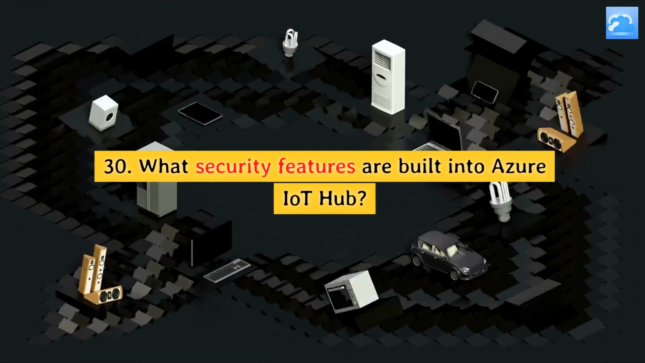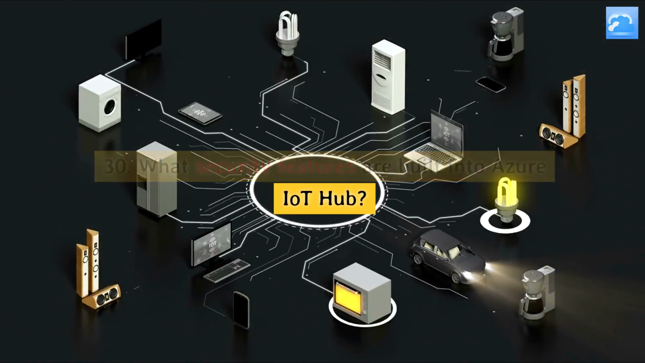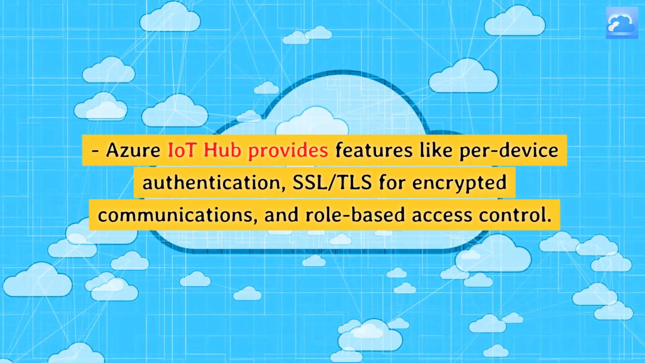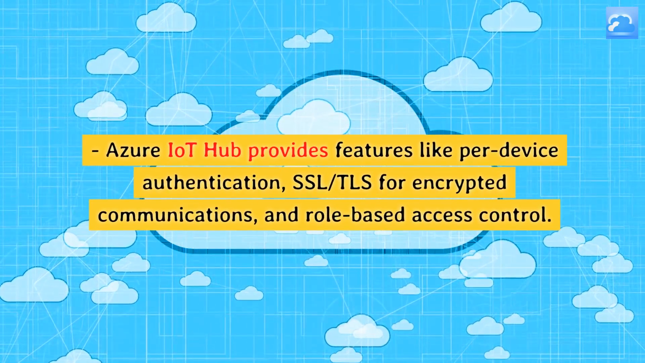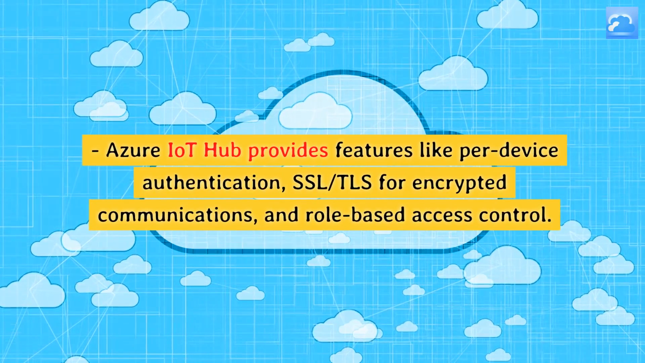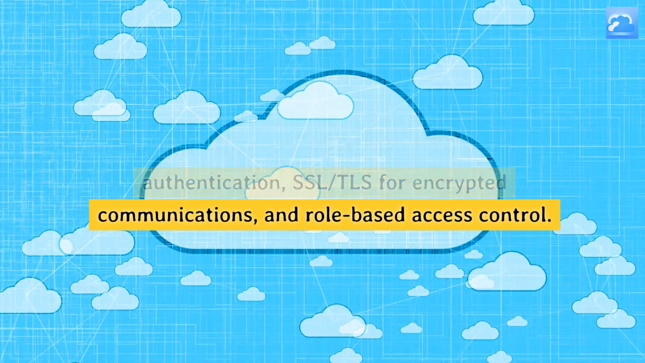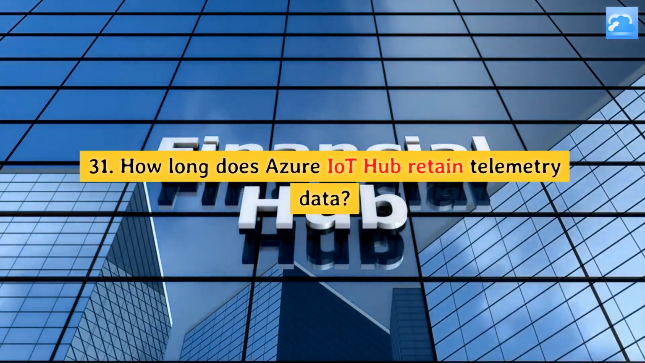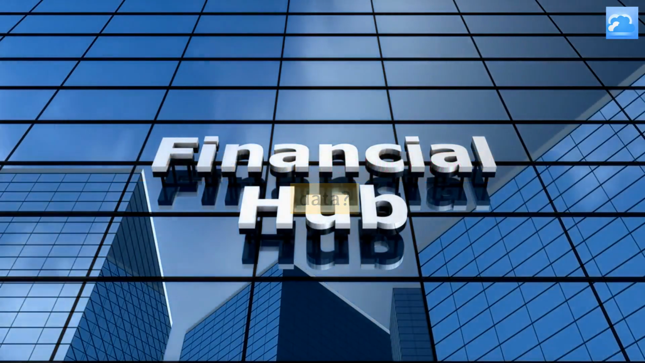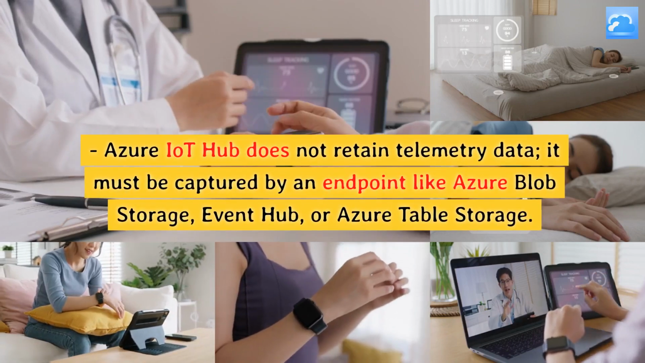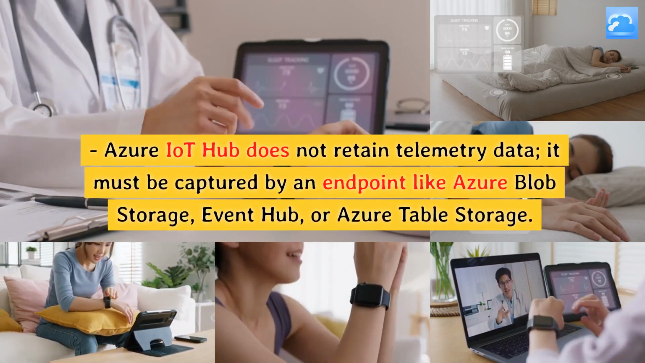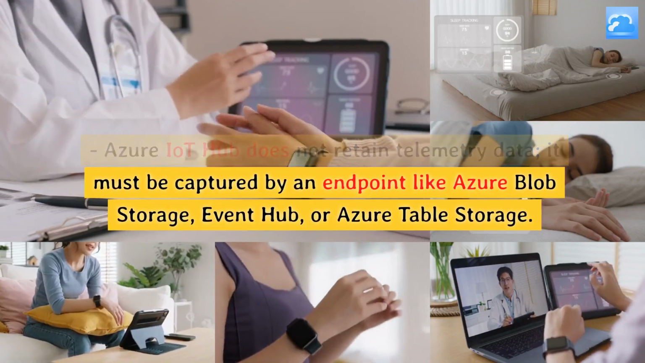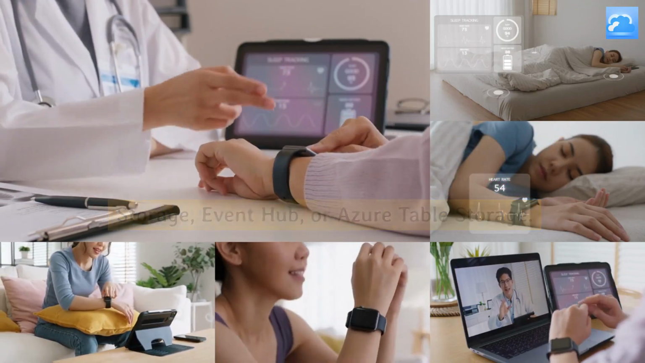30. What security features are built into Azure IoT Hub? Azure IoT Hub provides features like per-device authentication, SSL/TLS for encrypted communications, and role-based access control. 31. How long does Azure IoT Hub retain telemetry data? Azure IoT Hub does not retain telemetry data. It must be captured by an endpoint like Azure Blob Storage, Event Hub, or Azure Table Storage.